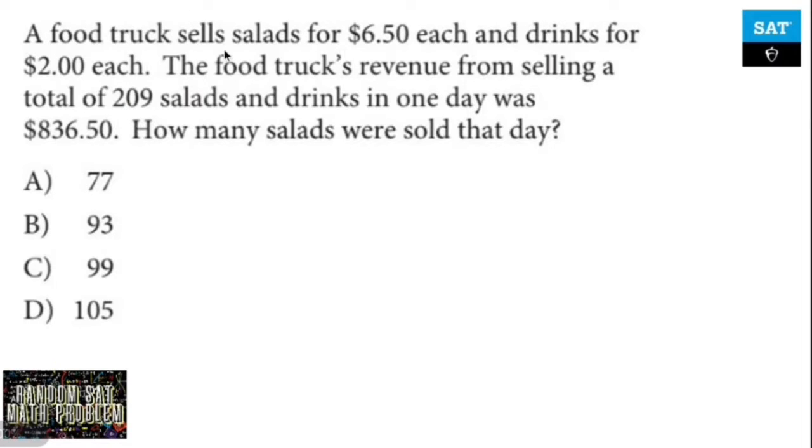A food truck sells salads for $6.50 each and drinks for $2 each, and the food truck's revenue from selling a total of 209 things is $836.50. How many salads were sold that day?